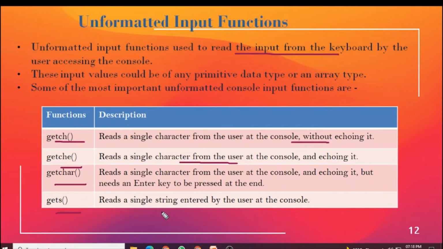gets reads a single string entered by the user at the console. These three functions are used to read single characters, but gets is used to read a single string. That means a sentence can be read from the user.